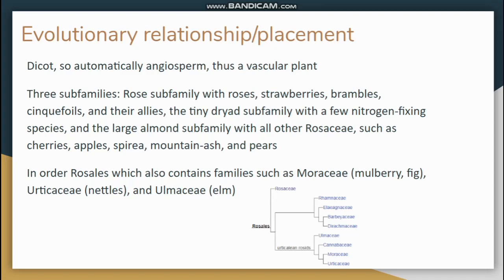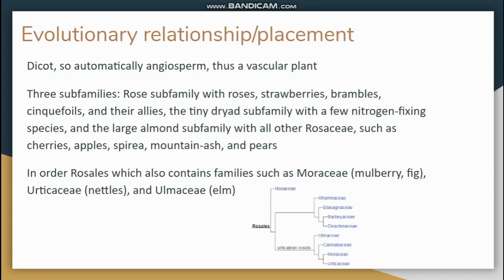It's a moderate-sized plant family. It's certainly not the largest that we're going to cover, but it's also not the smallest. The rose subfamily has several of our familiar faces, if you will. We have rose, we have strawberry, we have bramble, cinquefoil, things like that.